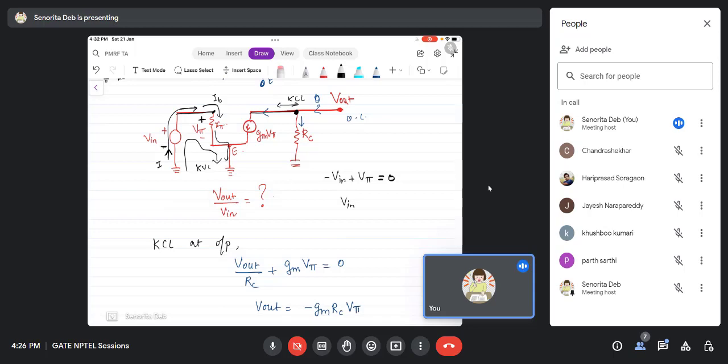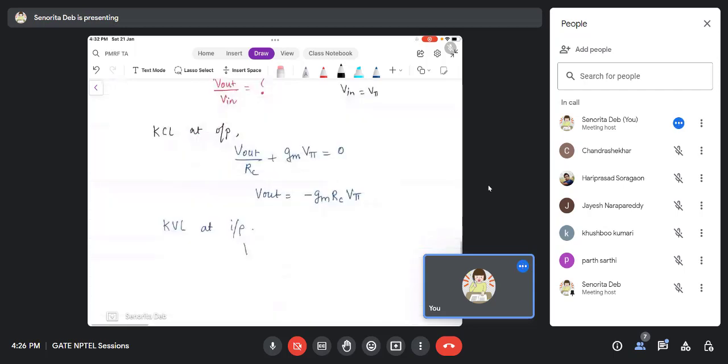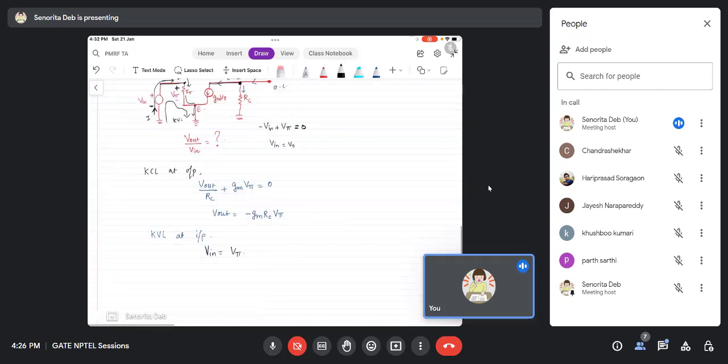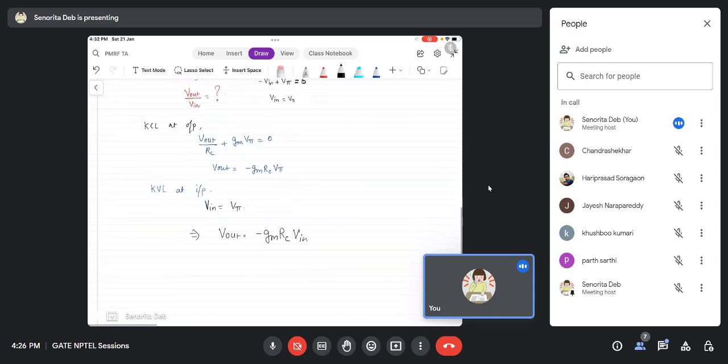So V in is V pi. You understood? I should not be explaining this to you here, but anyways, V in is V pi, and therefore V out is nothing but minus GMRC into V in. Therefore the gain, mod V out by V in, is GMRC, and without mod the sign is negative, indicating that the phase is opposite.